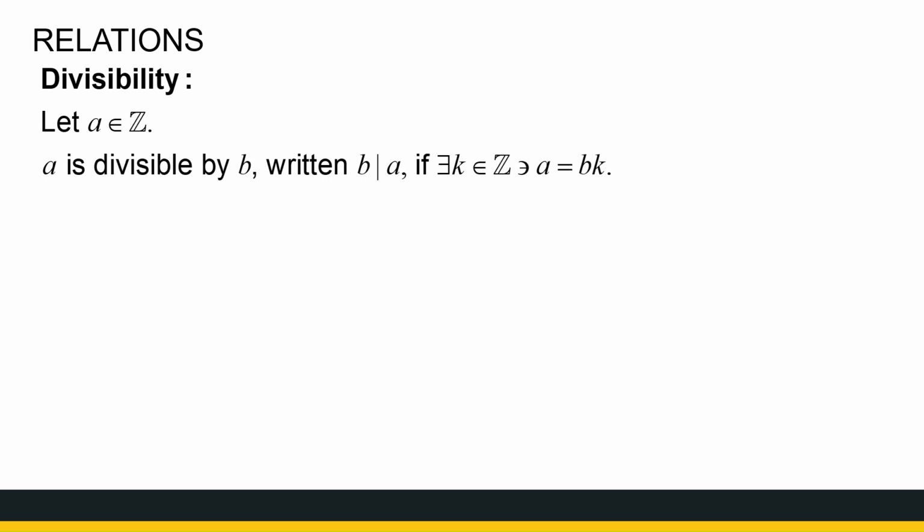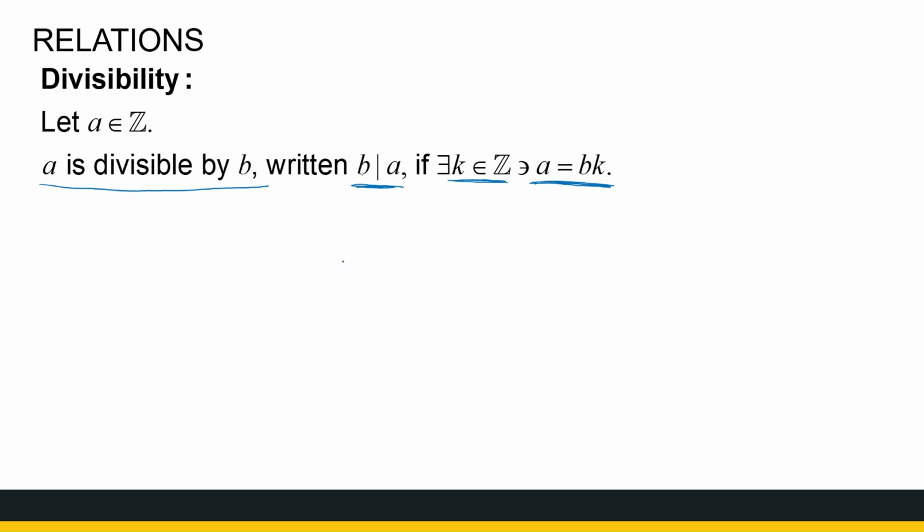Now in this section on relations, we're going to see a lot of divisibility. So I just want to remind you of what divisibility means. If A is divisible by B, we sometimes write it like this: B is a divisor of A, if I can find an element of Z, an integer k, such that A is equal to B times k.